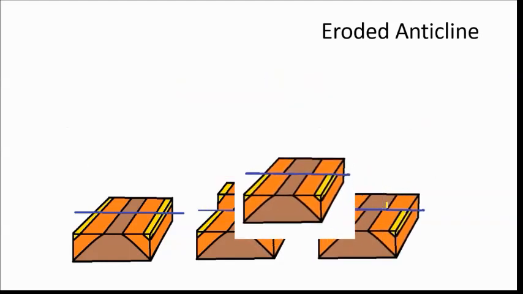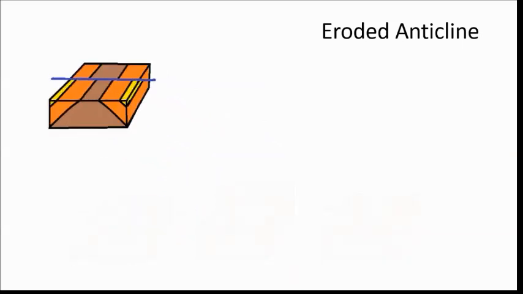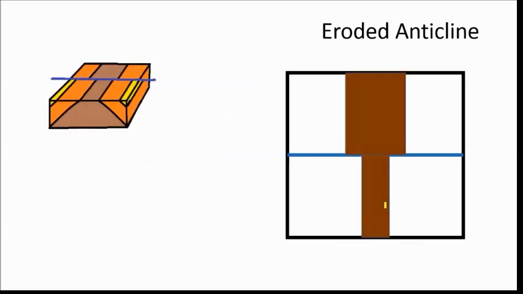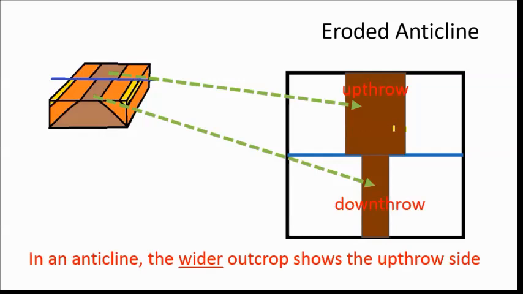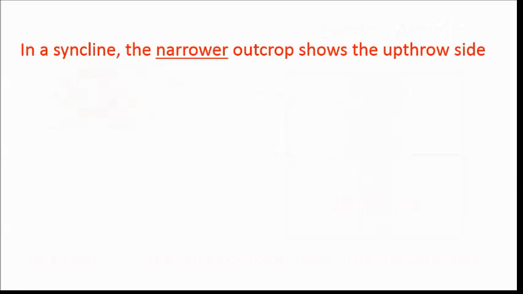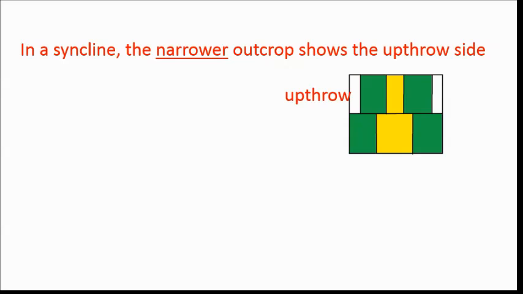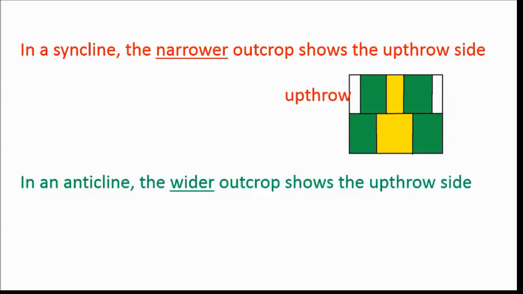Okay, let's just move it up there by the wonders of magic. And that is the outcrop pattern we would see. Notice again on an anticline, the upthrow side is much wider than the downthrow side. So in an anticline, the wider outcrop shows the upthrow side. So in summary then, in a syncline, the narrower outcrop shows the upthrow side, and in an anticline, the wider outcrop shows the upthrow side.